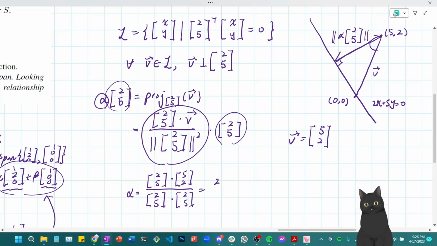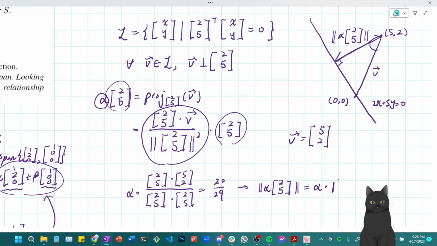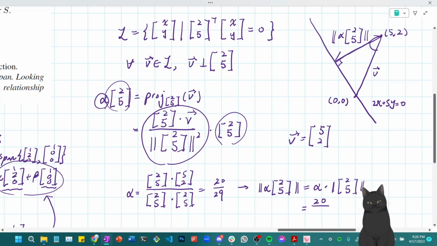So that is equal to 20 over 29, which means that the magnitude of alpha times (2,5) is going to be equal to alpha times the magnitude of (2,5). The magnitude of (2,5) is root 29. So this entire magnitude is going to be equal to 20 over 29 times the root of 29. That gives root 29 at the denominator.